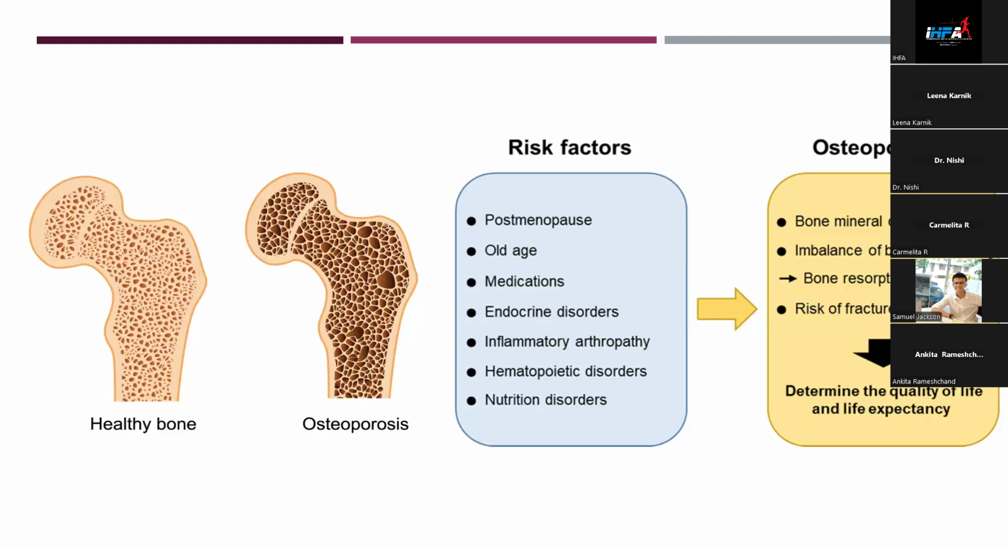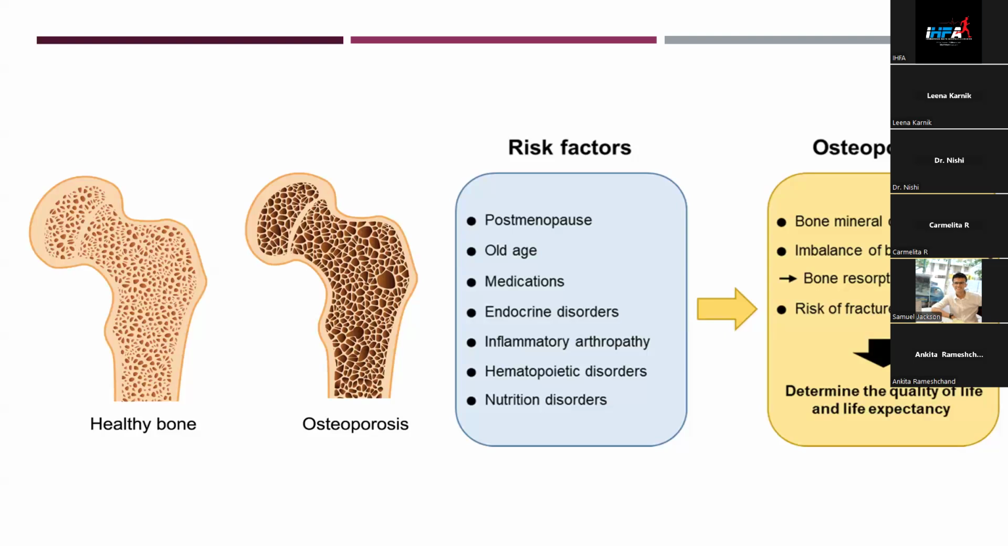Endocrine disorders like diabetes or thyroid or any other metabolic disorders, inflammatory diseases, hemopoietic diseases specifically, which have a problem with bone marrow, and nutritional disorders like anorexia. So these are the major risk factors which will lead to osteoporosis. And always remember, osteoporosis is an imbalance between the remodeling, bone resorption and new bone formation. If there is an imbalance, the bone will not grow and there will be a constant process. Clear?